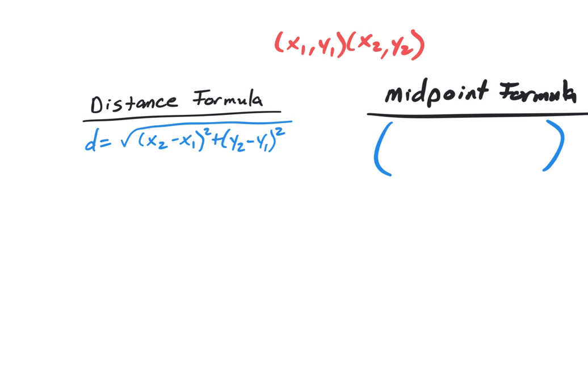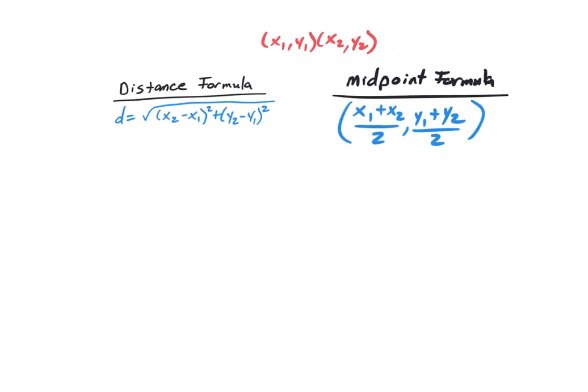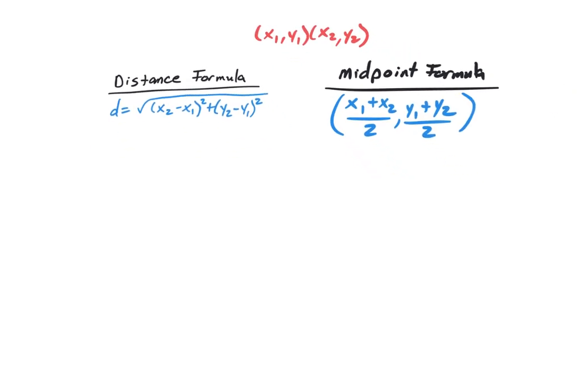And I'll show you a visual here in just a second so we can get an idea. But the midpoint formula is x1 plus x2 divided by 2 and y1 plus y2 divided by 2. Okay, so I'm going to give you two ordered pairs here.